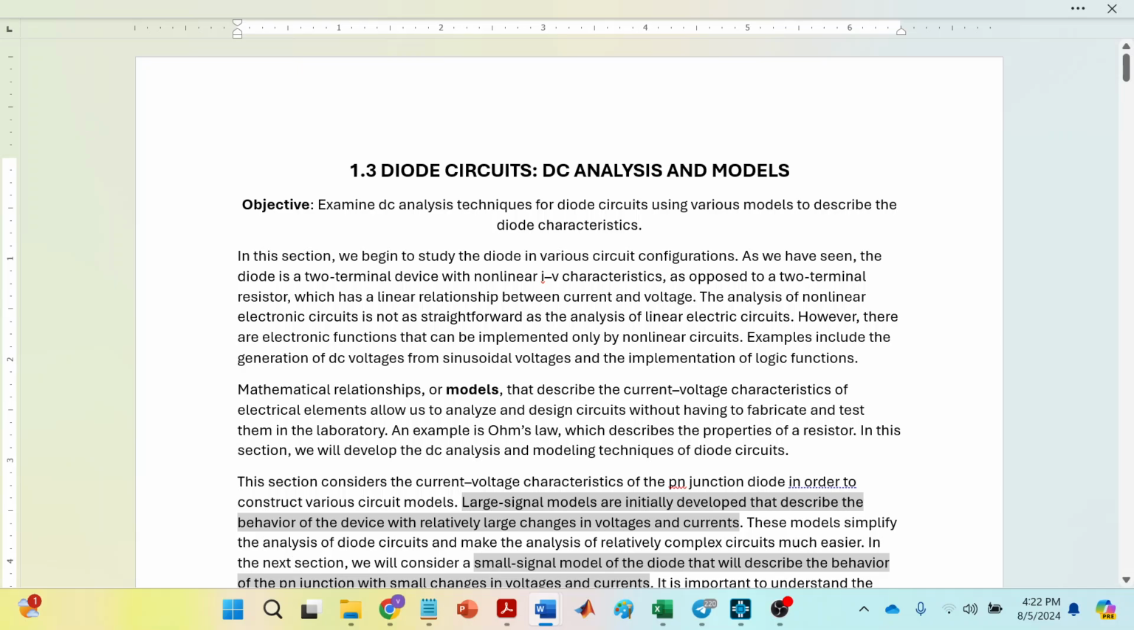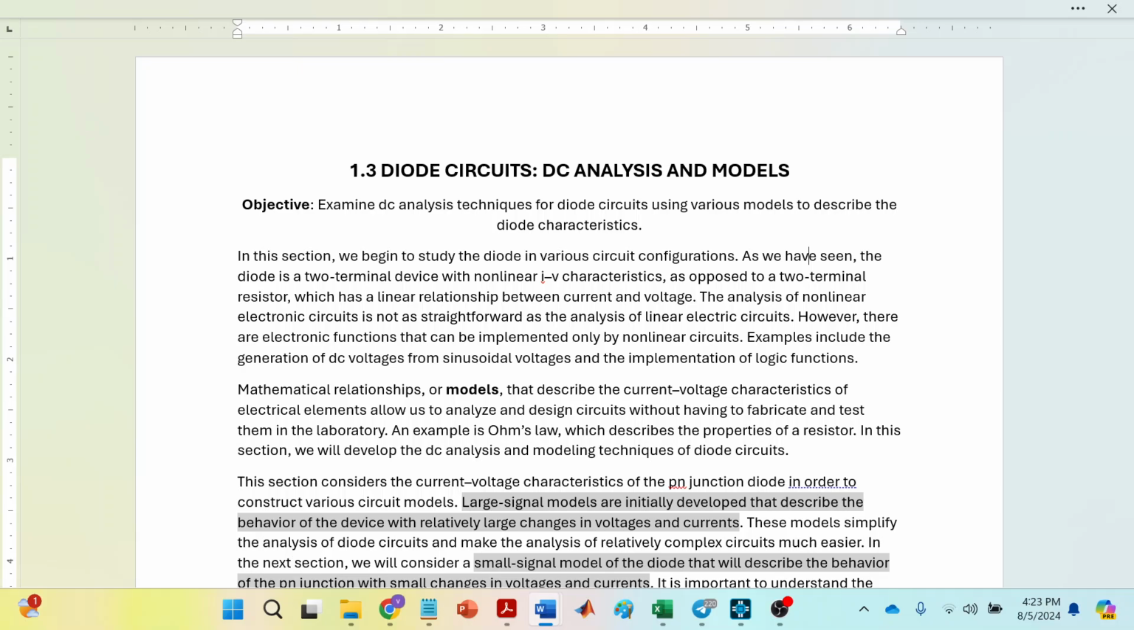Today's topic is on diode circuits for the DC analysis and models of diode circuits. The objective of the lecture is to examine DC analysis techniques of diode circuits using various models as we are going to be considering. So the various models are the ideal diode, the piecewise linear model, the graphical analysis, trial and error, and the piecewise model. So we are going to be considering all these models to describe diode characteristics.